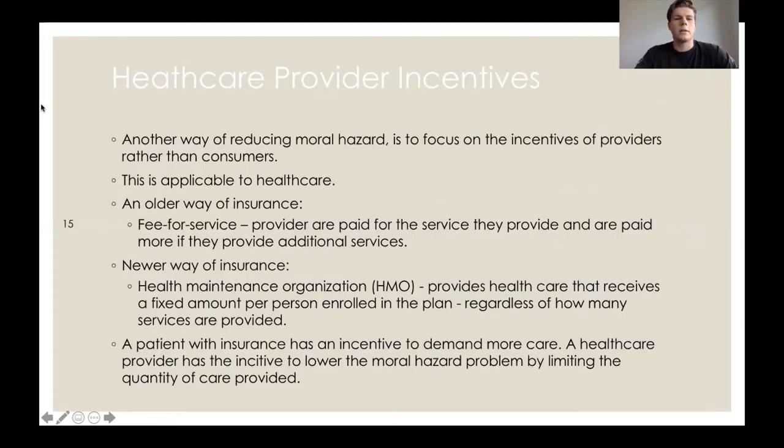Healthcare provider incentives. Another way of reducing moral hazard is to focus on the incentives of providers rather than consumers. This is applicable to healthcare. An older way of insurance is fee for service. Providers are paid for the service they provide and are paid more if they provide additional services. A newer way of insurance is the health maintenance organization, HMO, which provides healthcare and receives a fixed amount per person enrolled in the plan, regardless of how many services are provided.